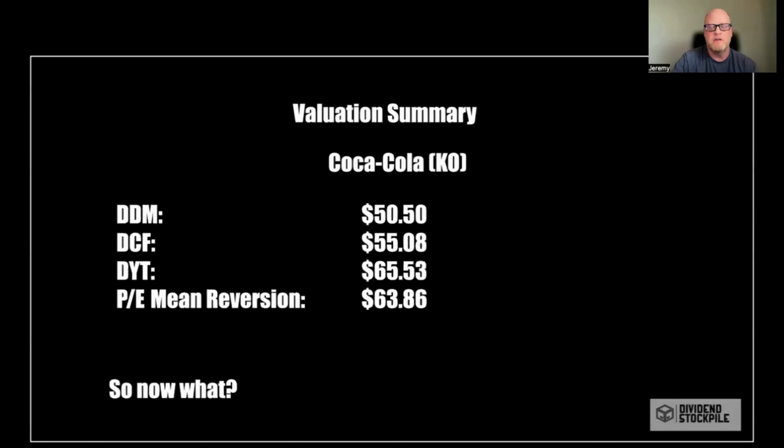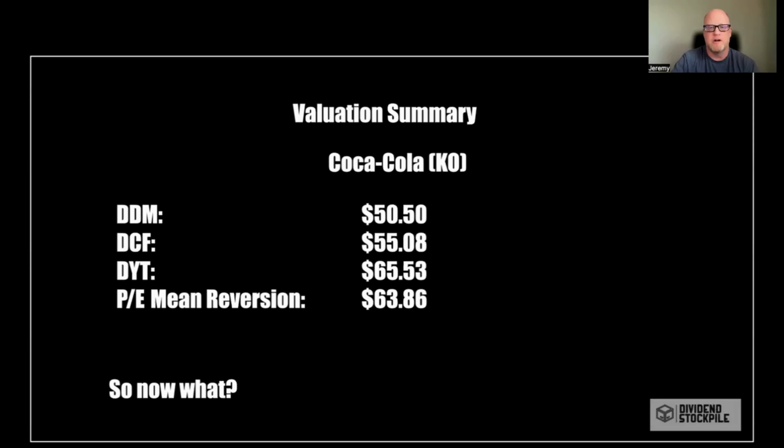Okay, so here's a summary of the different valuation models. Discounted dividend model is $50.50. Discounted cash flow is $55.08. Dividend yield theory is $65.53, and the PE mean reversion is $63.86. So now what do you do?